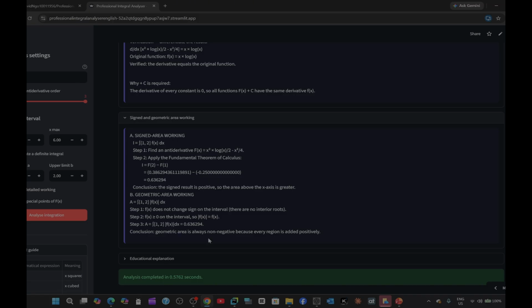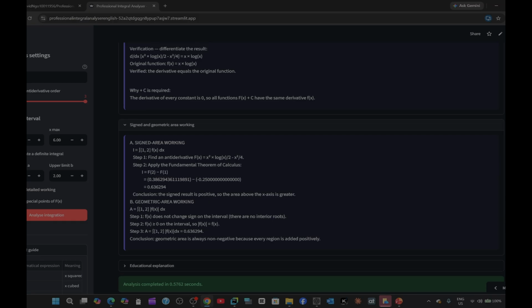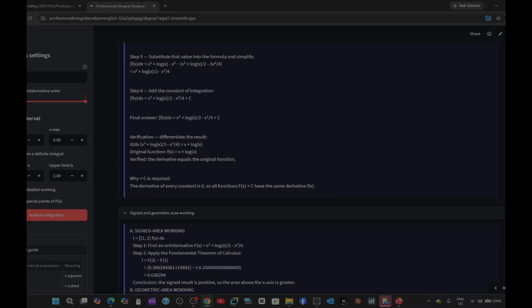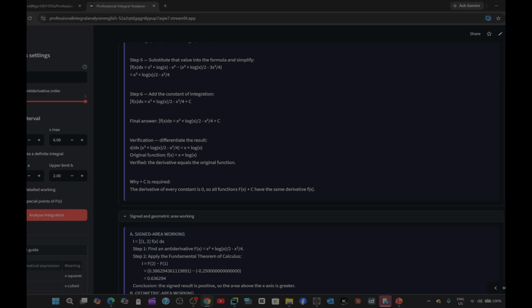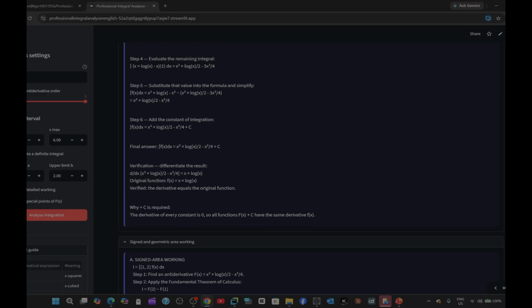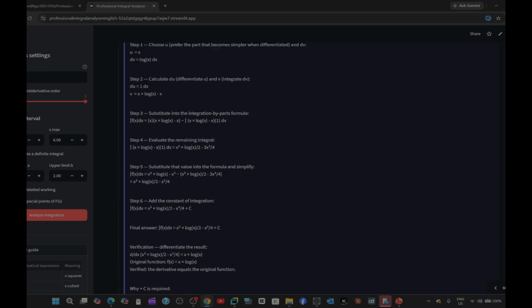We have to look at the geometric area, right? So for this one, the total area answer is very clear. It is 0.636294, right? That's the area that we want to work on. Okay, different from 1 to 2. You can see this one here, this area. All of this is step-by-step working.